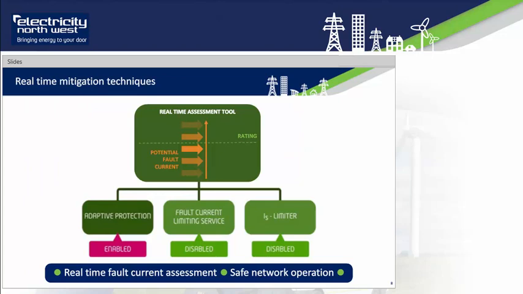When fault level rises above the fault level rating of network equipment, the fault level assessment tool, which is now embedded in our network management system, will enable or disable one of the three innovative techniques designed to manage fault current. The three techniques are adaptive protection, a fault current limiting service, and the IS limiter. All three techniques, when enabled, respond after a fault occurs, reducing fault current so that every item of network equipment operates safely.